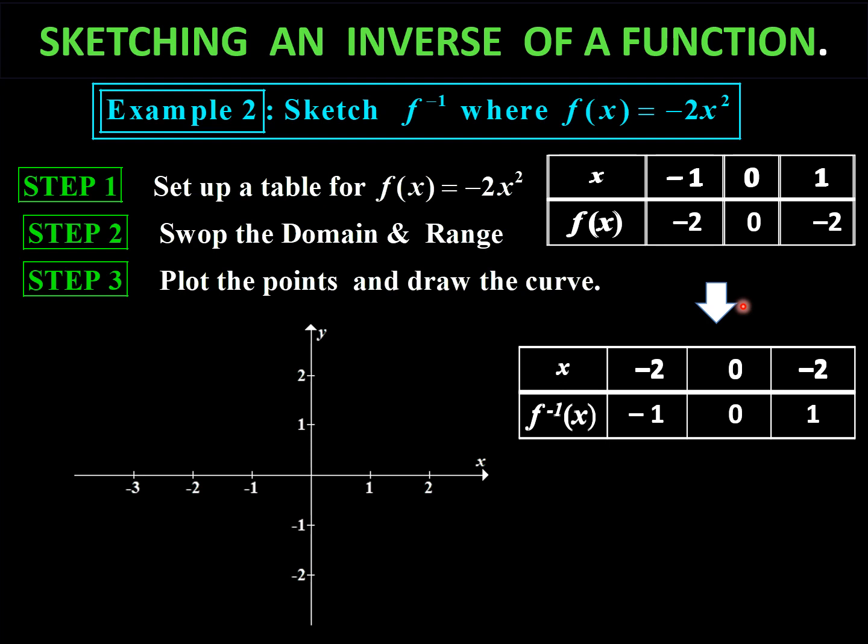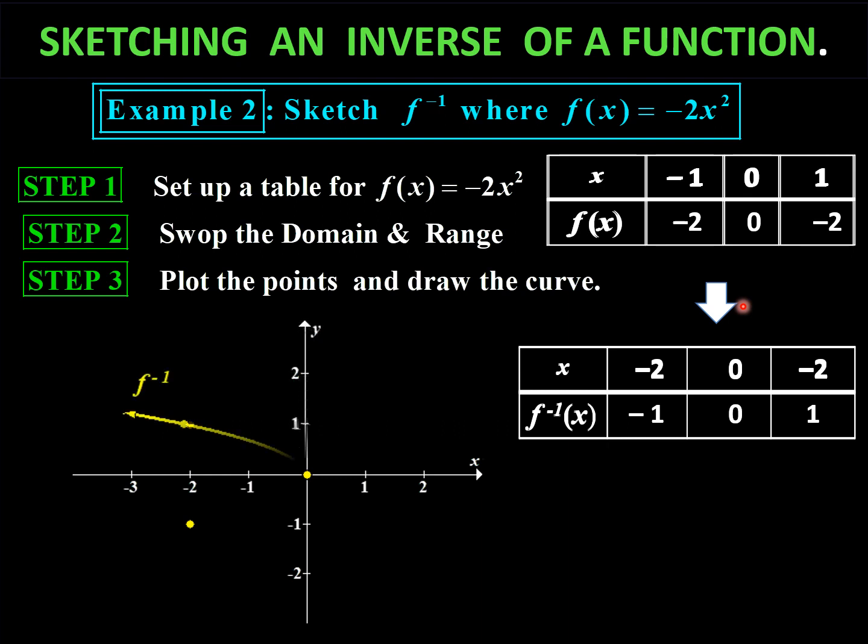So we set up a system of axes. Again, set it up neatly. You plot your points. Let's plot those 3 points. There's 0 and 0, -2 and -1, and -2 and 1. Now we can join the points, and there we have the inverse. Okay.